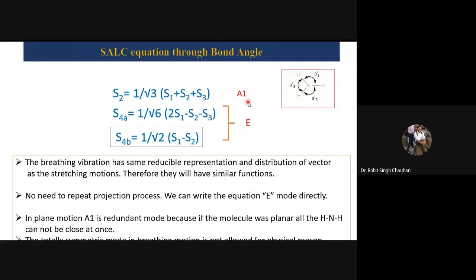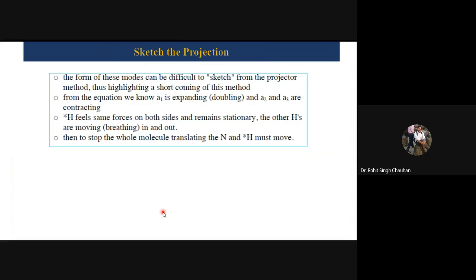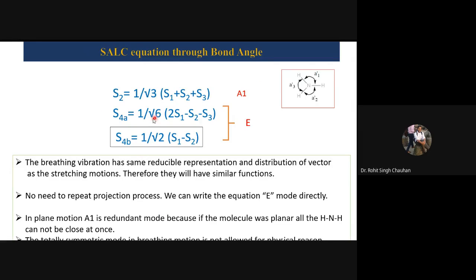Okay. See, in bending also there is a different type of pattern. One is the breathing mode, which is this way, meaning in plane motion, and another is out of the plane motion. That is umbrella. I have told you where I have taken the outside of the angle. Now sketch the projection. This information I'm going to give you on the basis of the previous one. So if you see this E, what is that? 1 by root 6, 2S1 minus S2 minus S3. In short, I can say this S1 component has a higher impact with respect to S2 and S3, or in the magnitude way, this S1 is more. That's why S2 and S3 are subtracted. So it will be expanded.